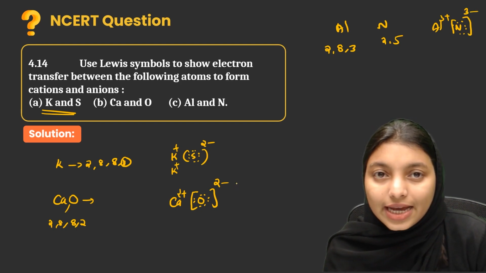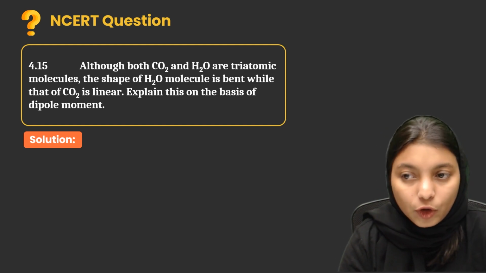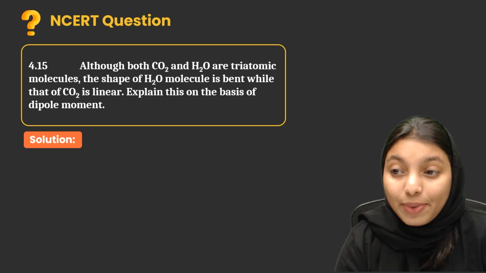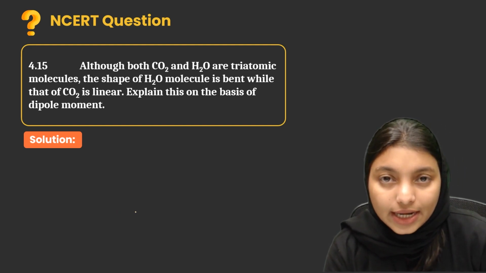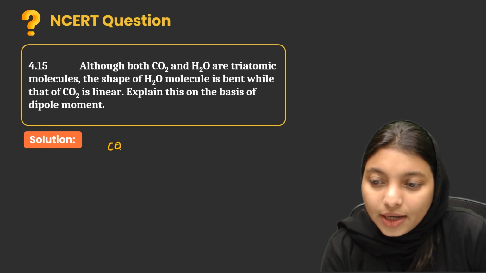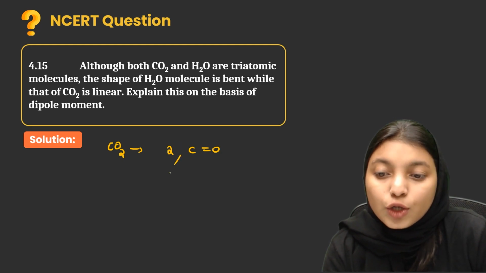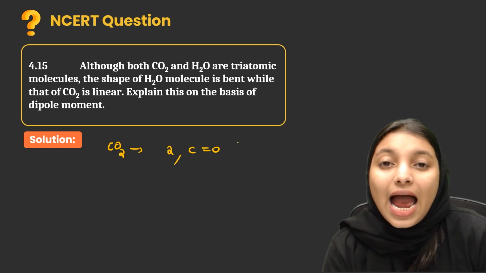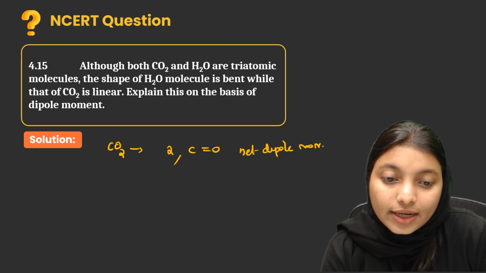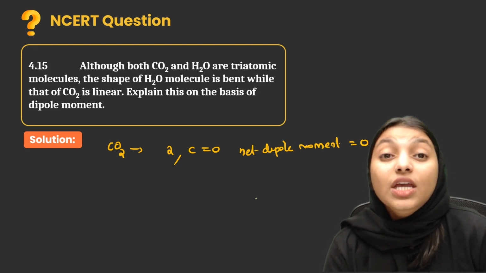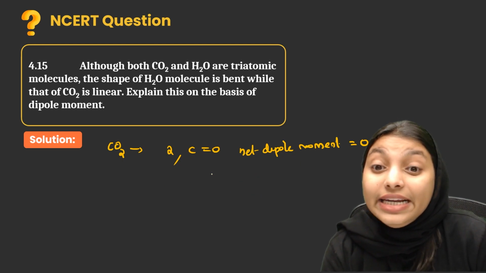Although both carbon dioxide and H2O are triatomic molecules, the shape of the H2O molecule is bent while that of carbon dioxide is linear. Explain this on the basis of their dipole moment. We know carbon dioxide has 2 carbon-oxygen double bonds, and their net dipole moment we get as 0. That is why we can say it has a linear shape.